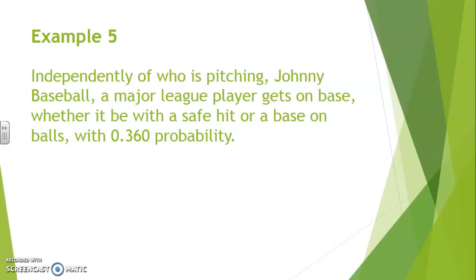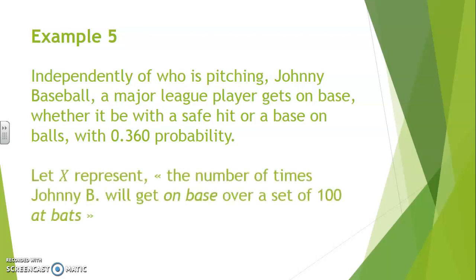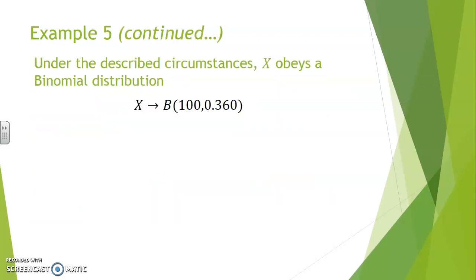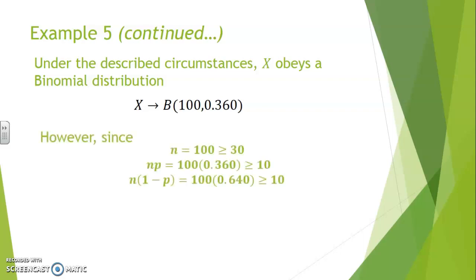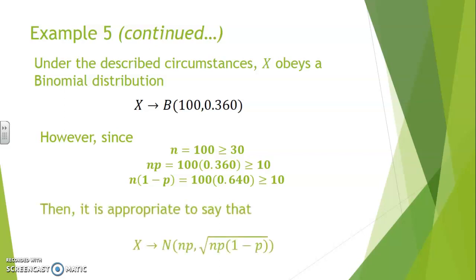Independently of who's pitching, Johnny Baseball gets on base, whether it be with a safe hit or a base on balls, with 36% probability. If we were to let X represent the number of times Johnny B will get on base over a set of 100 at-bats, then X would be a binomial law where 100 trials take place, with a 36% chance of a success at every given trial. In this case, n is at least 30, n times p and n times (1 minus p) are both at least 10, so it would be appropriate to replace this binomial law by a normal law. np and the root of np(1 minus p) will provide the average and the standard deviation for this normal law, 36 and 4.8.